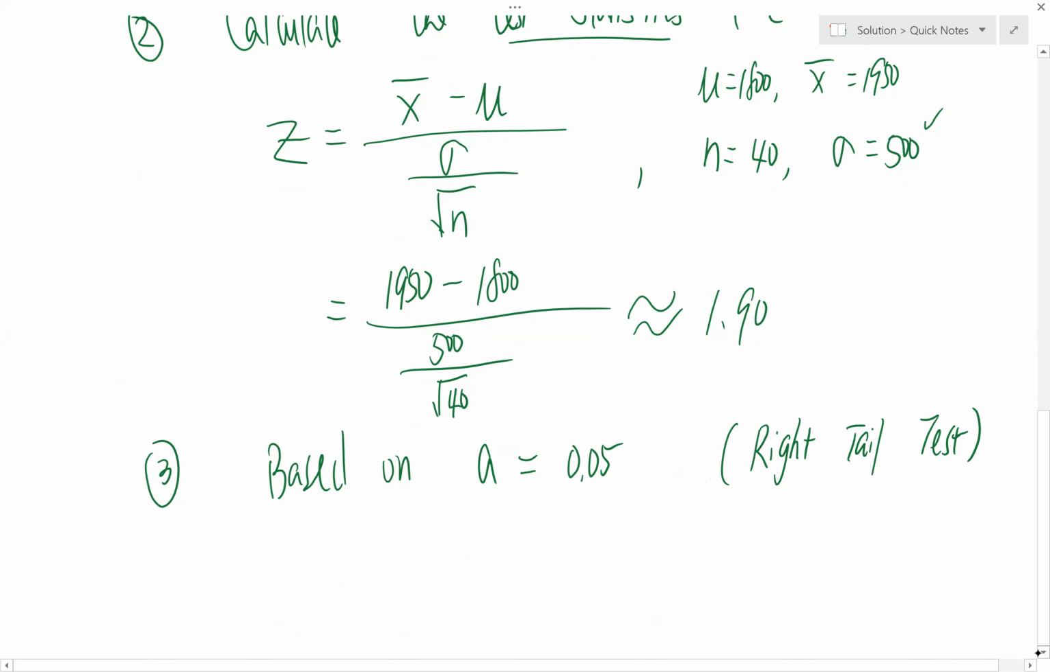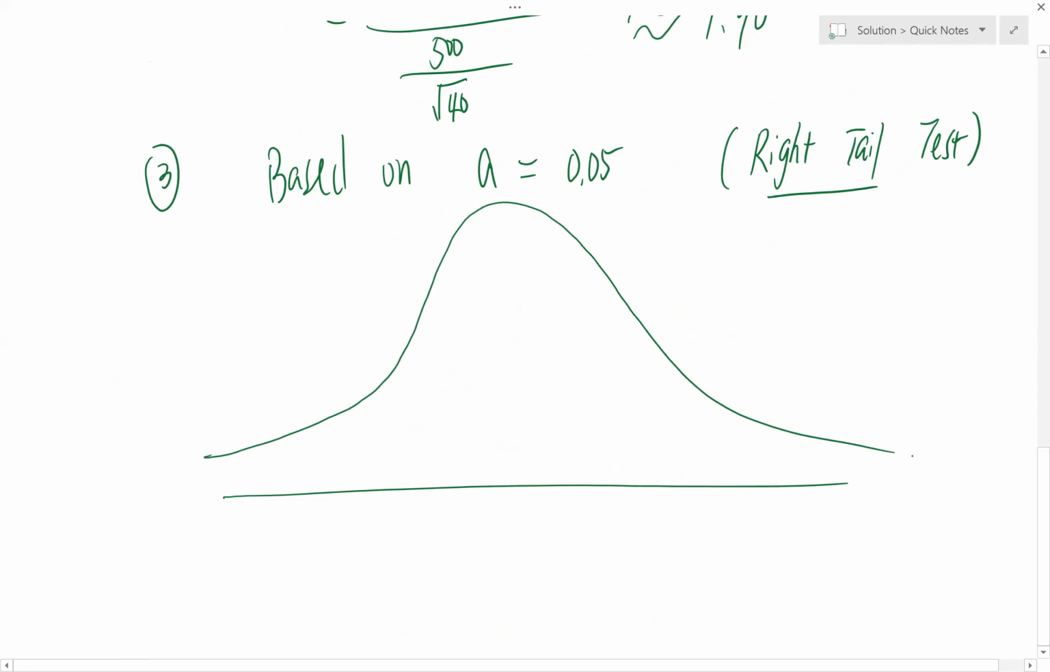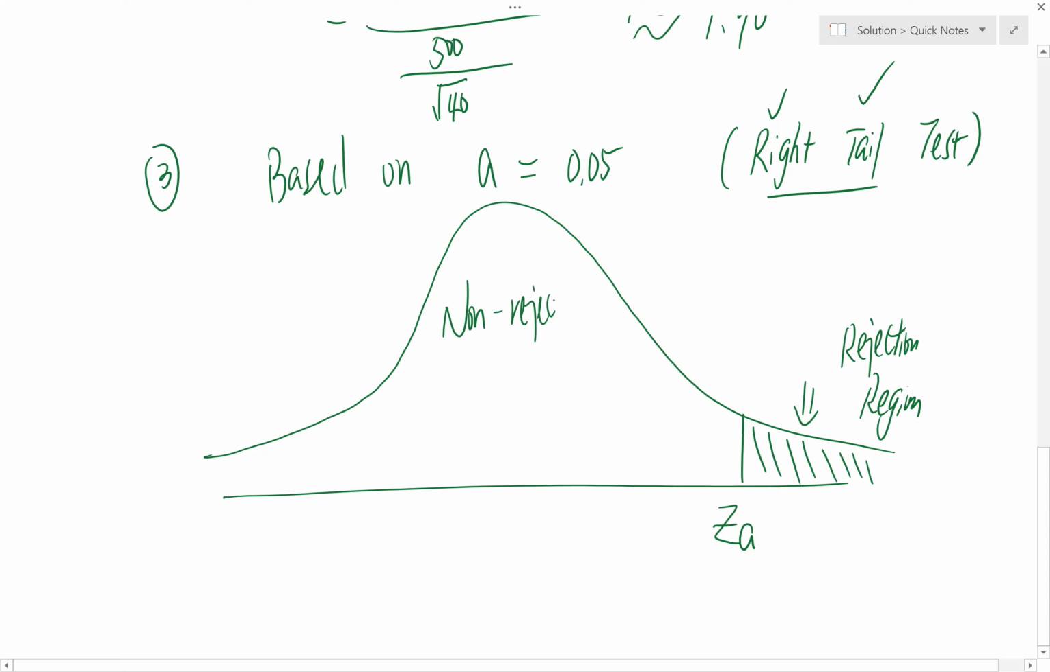So now we're going to determine the rejection region and non-rejection region, right? Since it's right tail, you draw the bell curve. The right tail is right here, so for the critical z-score we're looking at alpha, right? This is the right tail, and this is what we call the rejection region. That means the area to the left is the non-rejection region. So alpha and the right tail test help us determine the rejection and non-rejection regions.